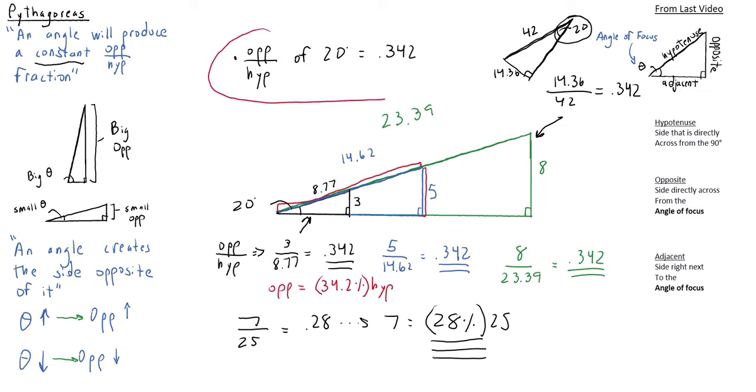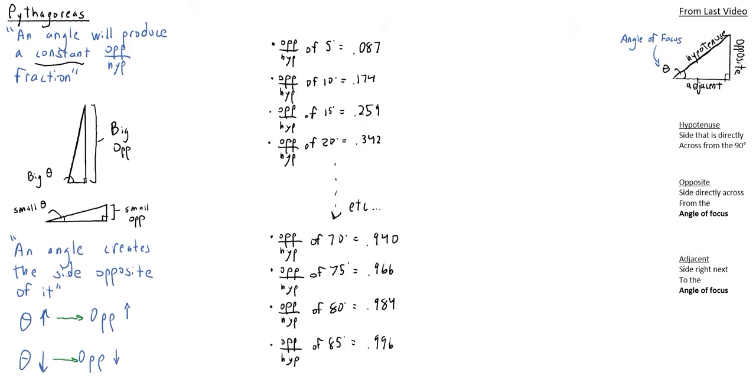So this right here was a very powerful pattern. And Pythagoras realized each angle, 30 degrees, 40 degrees, 70 degrees, etc., probably has its own special constant opposite over hypotenuse fraction. So Pythagoras performed a whole bunch more of these experiments to figure out what those fractions were. And soon enough, Pythagoras had a list that looked something like this.